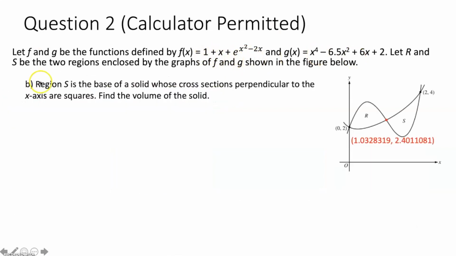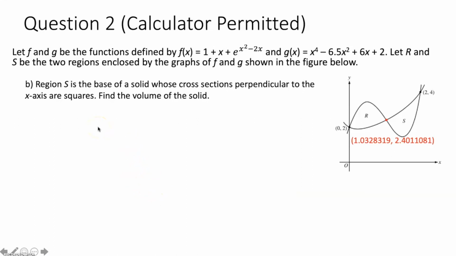functions. Now part B says region S is the base of a solid whose cross-sections perpendicular to the x-axis are squares. Find the volume of the solid. So this question wants us to find the volume of a three-dimensional solid with a known cross-section. They're squares. To find the volume of a solid with a known cross-section, integrate the area formula of that given cross-section. So we're going to set up a definite integral of the area of a square formula, which is just one of the sides squared.